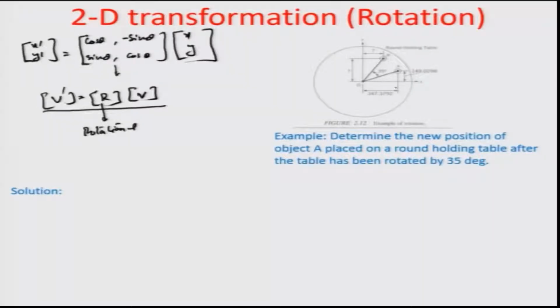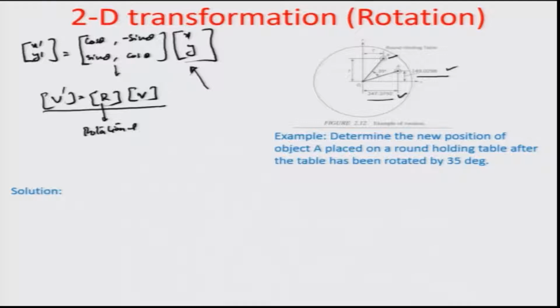So, let us do some problem example in this rotational transformation in 2D. Let us say we have a point A in space, which is given by the location coordinates 347.3792 x coordinate and 149.0298 y coordinate, and we are rotating this point A to a point A dash by an angle 35 degrees, and we want to find out what are the new coordinates just using this transformation equation that we have formulated in the earlier step.